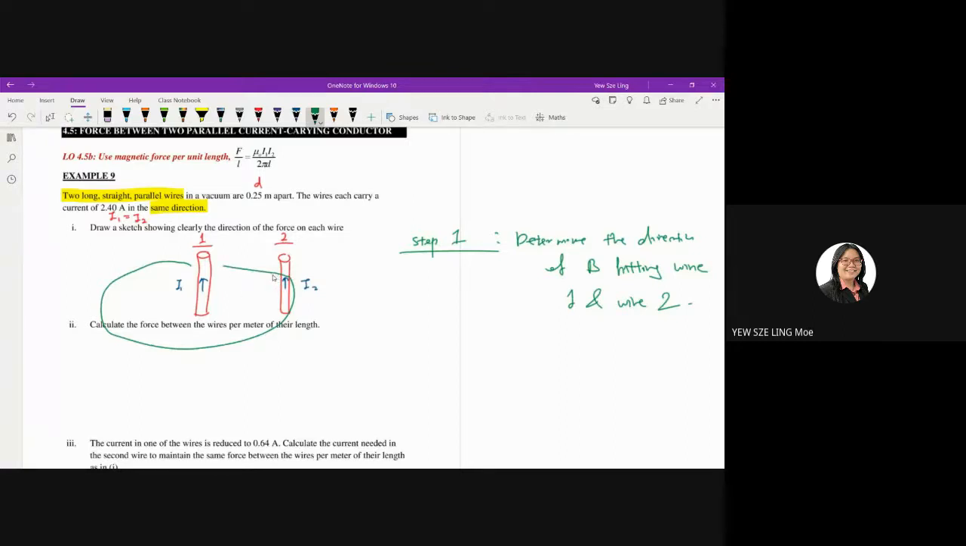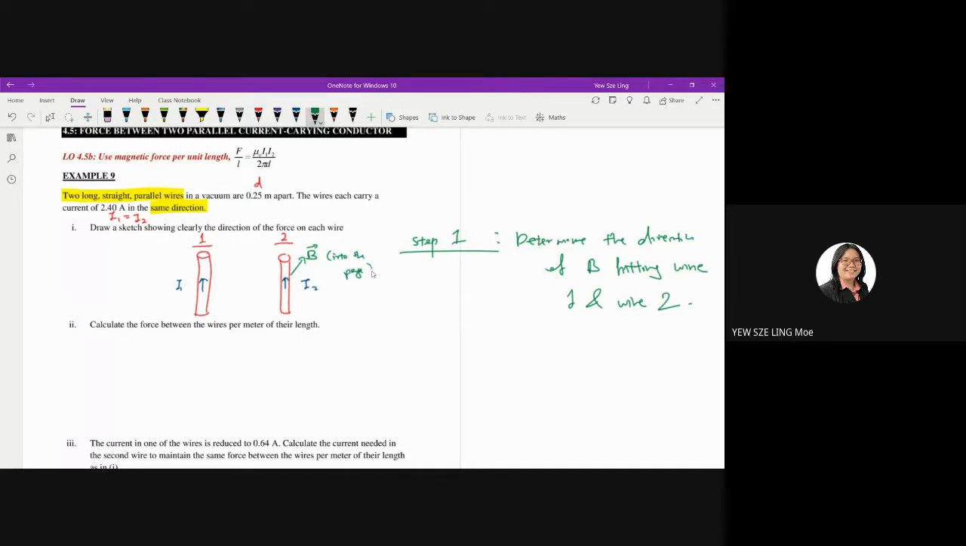So what are you going to do? You use your right hand grip rule, you let the current flow upwards, and you see what is the direction of your forefinger when it hits conductor number 2. So you use the direction of I1, and then you determine the direction of B1 when it hits your second conductor. So if you do it correctly, then you will see that B is into the page. Okay, B is into the page.